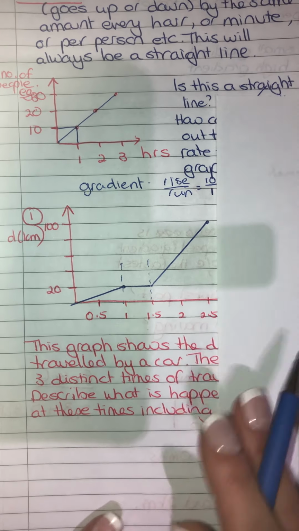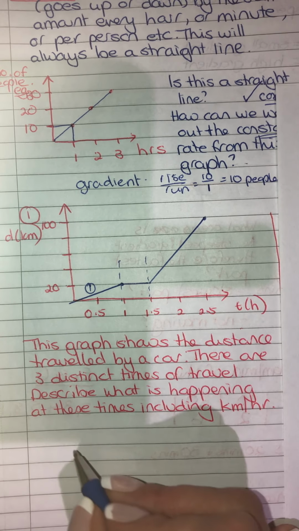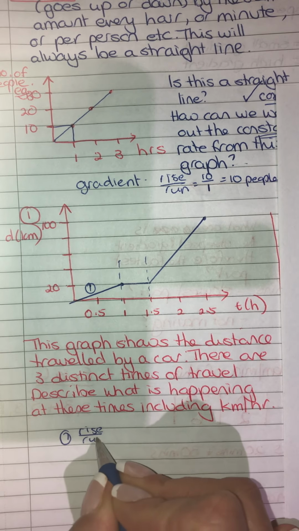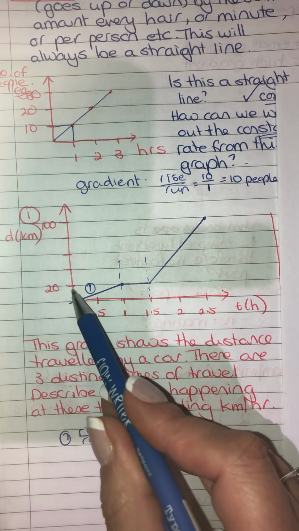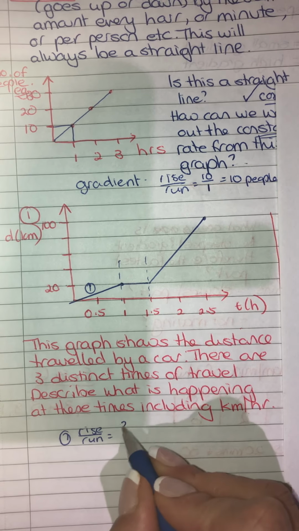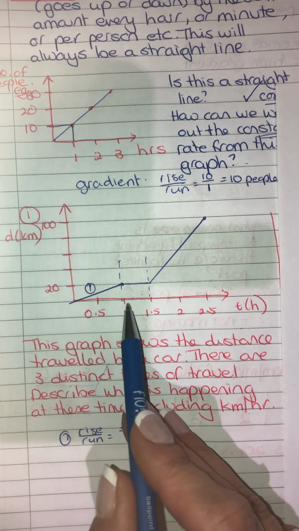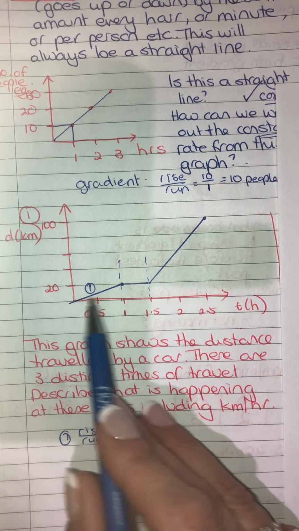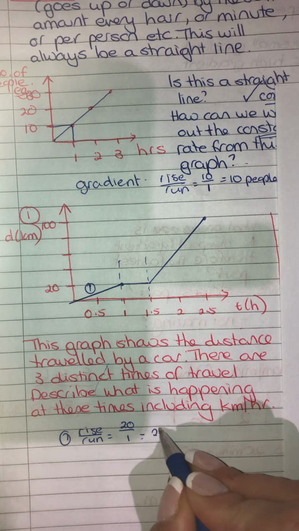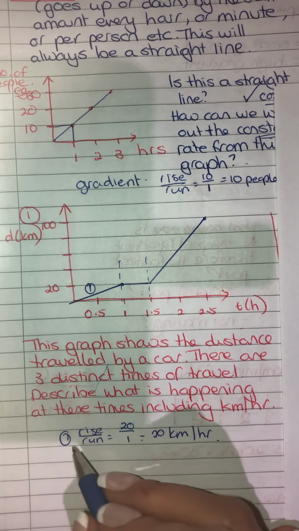So if we have a look at section 1 here, if we work out what's happening at section 1, we're going to do rise over run for just that section. We can go up first. Rise is how far up. So we go 20 kilometres in distance and we divide that by how much time that is in hours. We've gone up 20 and we go across 1. So that means we have gone 20 kilometres per hour. That's how fast you're going.